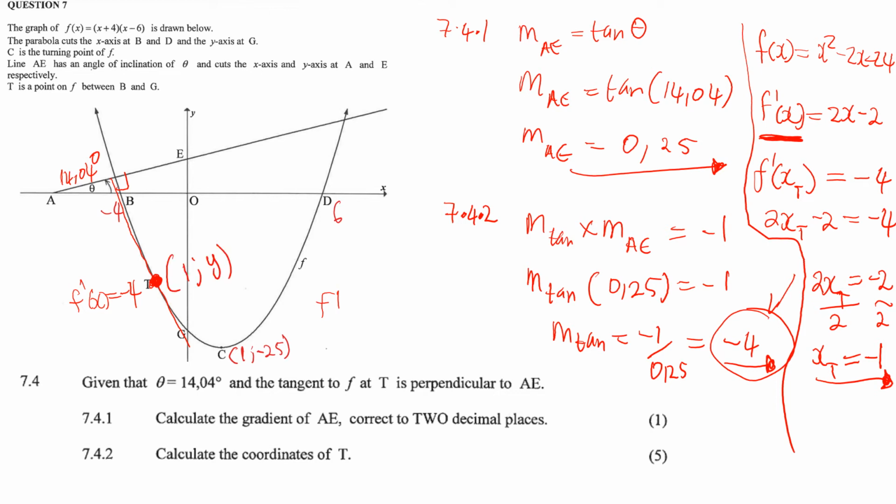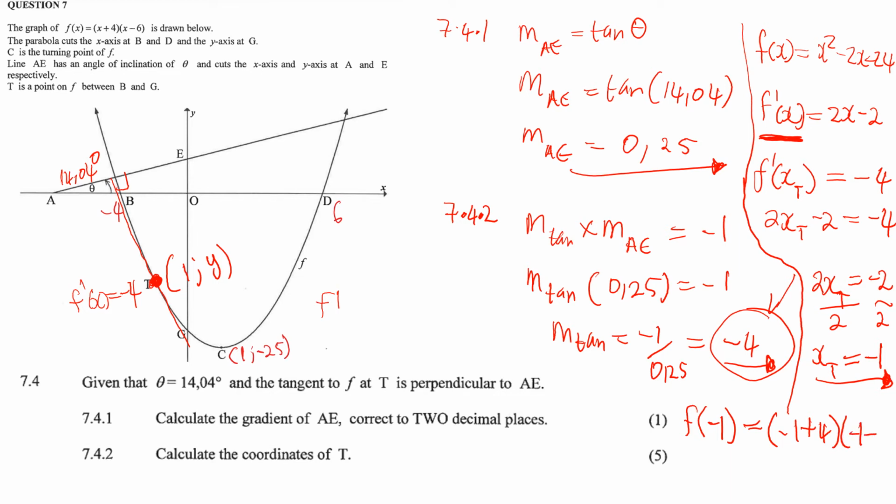Can you see? We have now solved for one of the coordinates of t, and we find it to be -1. How can we solve for y, the y coordinate of t? We know that t lies on f, so we can simply go to f and substitute our x at t, which is -1. On our equation of f, we just substitute -1, and we simplify and get the value of y there.